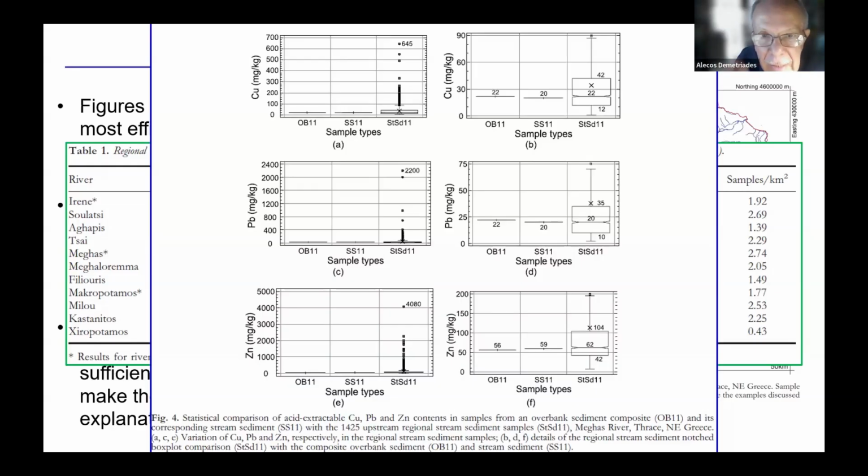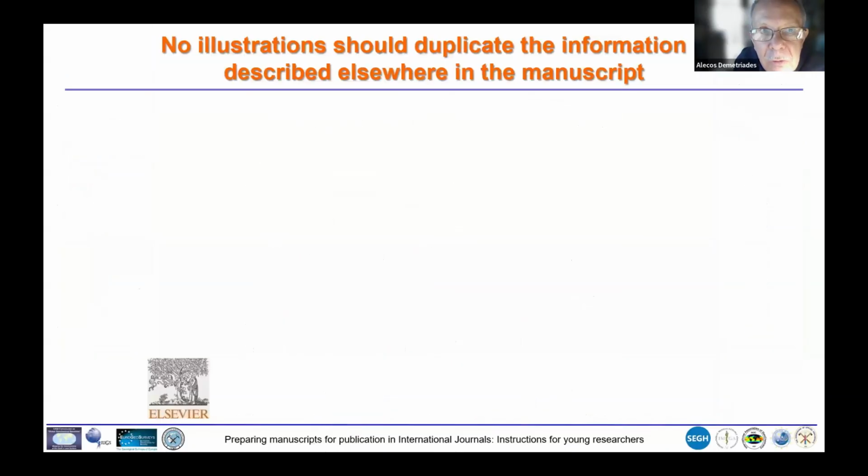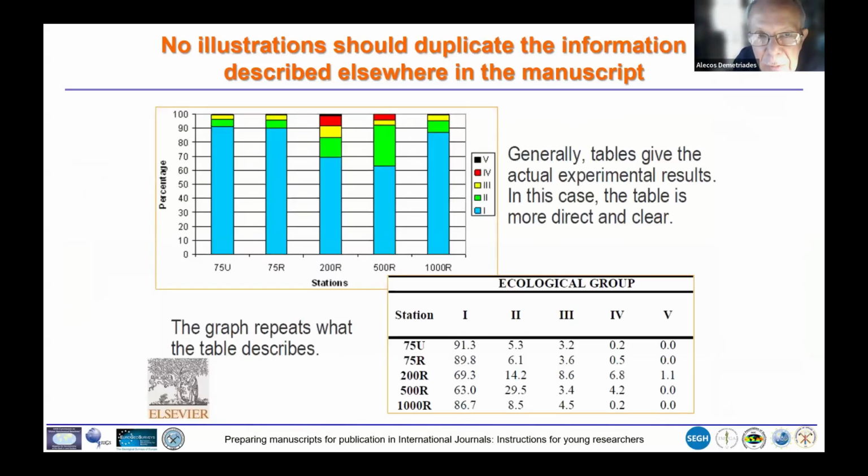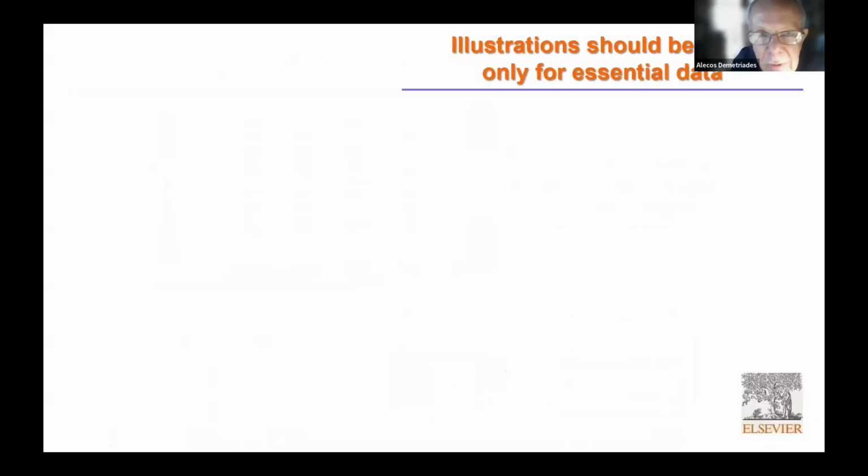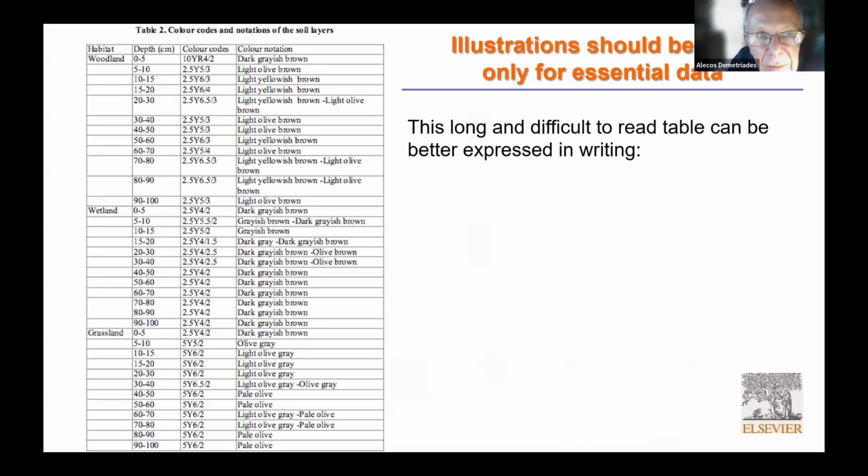And again, you have to be clear with all your illustrations. No illustration should duplicate the information described elsewhere in the manuscript. For example, here you have an illustration and a table. In this case, the table gives the experimental results and is more direct and clear than this illustration, which is in most cases confusing. Illustration should be only for essential data.